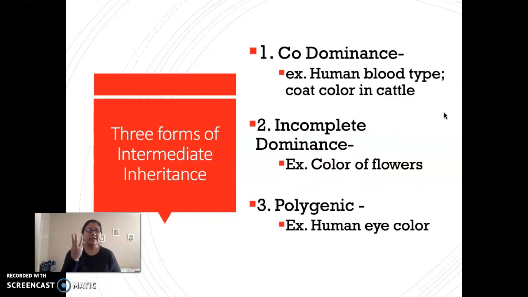So we have three different forms of intermediate inheritance. Our first one is codominance, and we're going to talk about human blood type as well as cattle coat color. Our second example is incomplete dominance, and we're going to talk about flower color. And then we also have polygenic traits. Polygenic traits are going to be like your human eye color, your skin tone, even things like height and intelligence. Those are all polygenic.